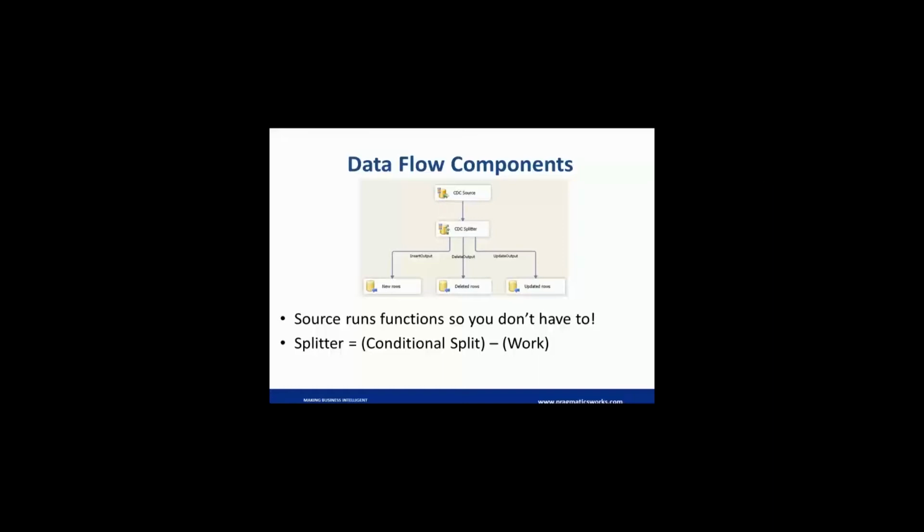So 1 being an insert, 2 being a delete, I believe, 3 is the before version of the record before an update, and 4 is the same version of the record after the update. So what we're basically going to do is look at that number and determine whether the row is an insert, an update, or a delete.